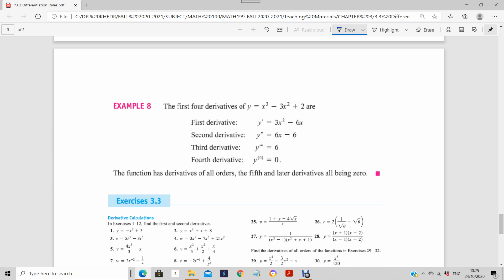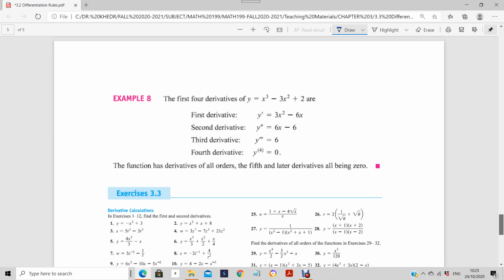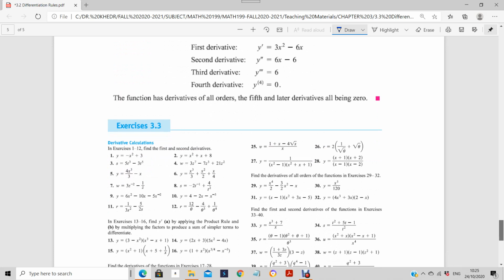So this function has derivatives of all orders. The fifth and later derivatives are all 0. Because if you keep differentiating, you will get 0. So you have to stop here. And this is applicable, in fact, to all polynomial functions. So all these rules have to be used in finding the differentiation of the function.